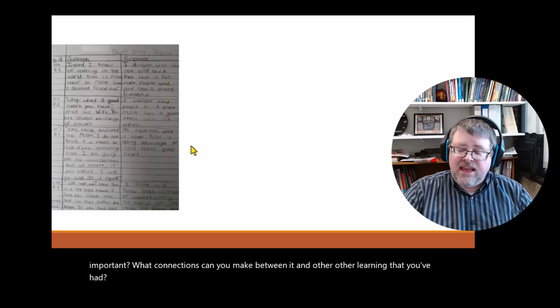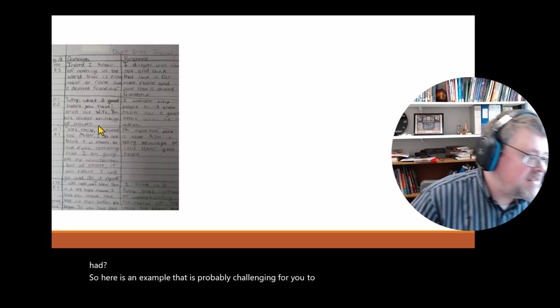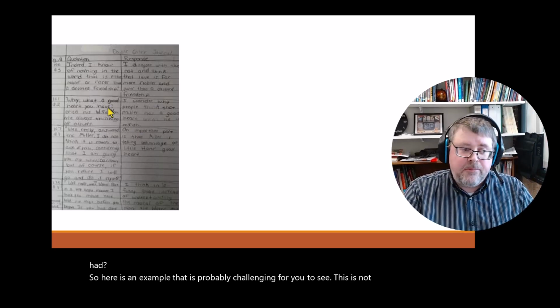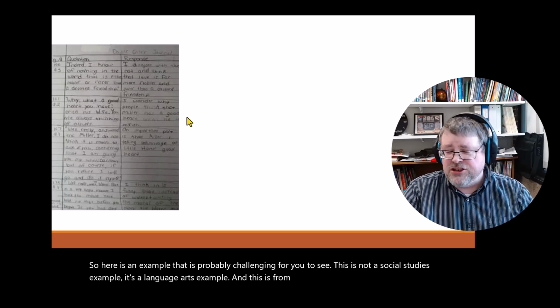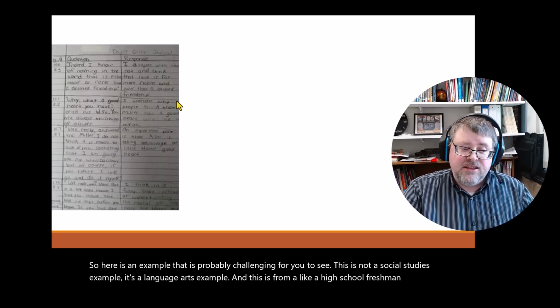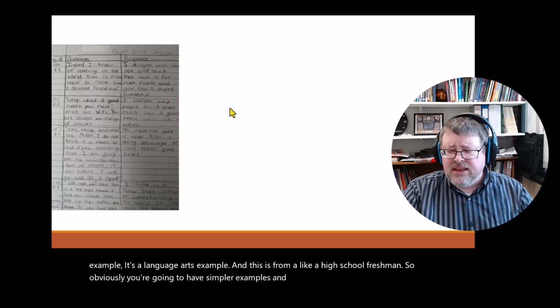So here is an example that is probably challenging for you to see. This is not a social studies example, it's a language arts example, and this is from a high school freshman. So obviously you're going to have simpler examples and simpler responses typically in an upper elementary or middle school environment.